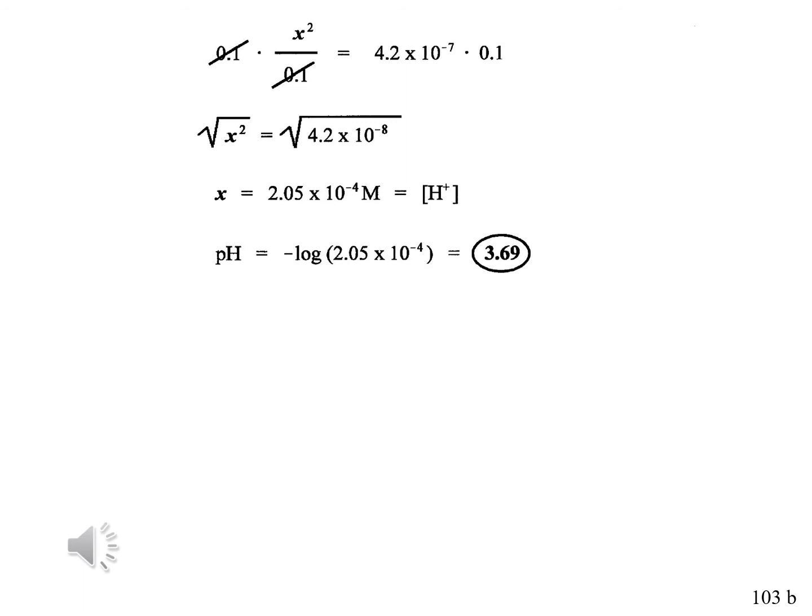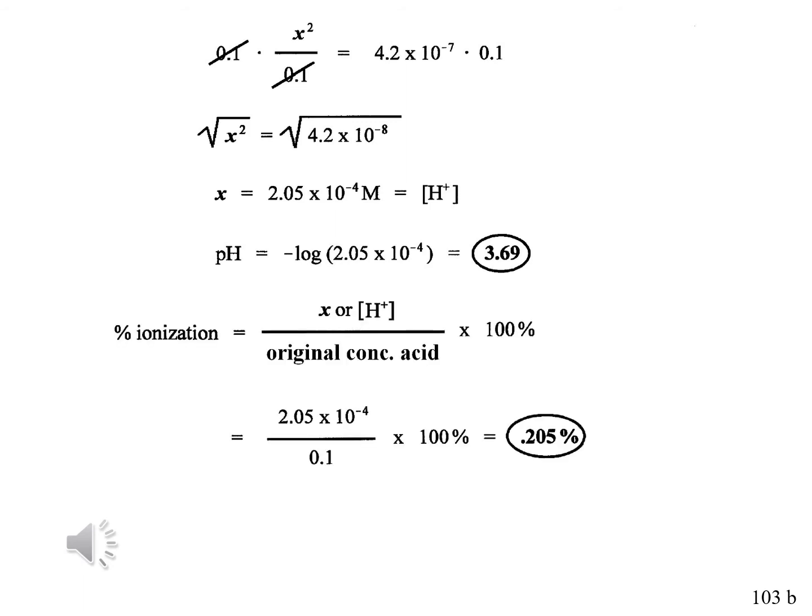And 3.69 is a good pH. It's below 7 for an acid. If you want to get the percent ionization, you use exactly the same formula. You take whatever you got for x, put it on the top, whatever the original was, 0.1 on the bottom, and you multiply by 100. The thing is, this percentage is more like what weak acids are usually like. The previous problem was 4.8% ionized. That's very unusual. Usually weak acids are down around 1% or even less.